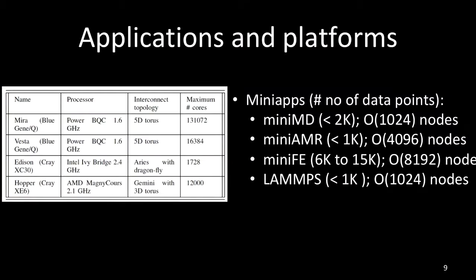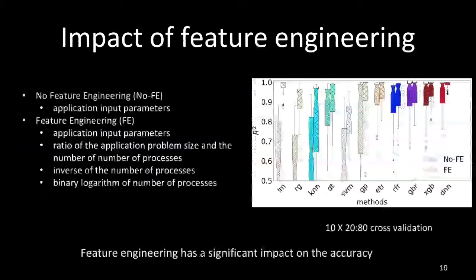It ranges from 1K to 2K. For mini-FE, we had a lot more points, up to 15K. LAMMPS, around 1K points. The experiments were run under different input sizes, and they go up to 1024, 4096, 8192, and 1024 nodes for different applications. So the idea is to use a fraction of this data, and predict the remaining data and see how well we can do in terms of prediction accuracy.